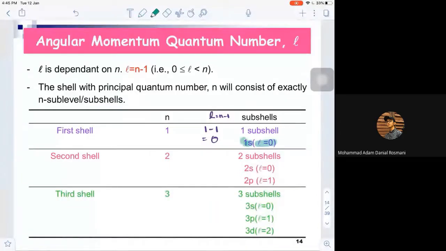Why do we have 1 at the front? This 1 at the front actually indicates the n value. Why is it S? S comes from the L that is 0. L0 is an S orbital.